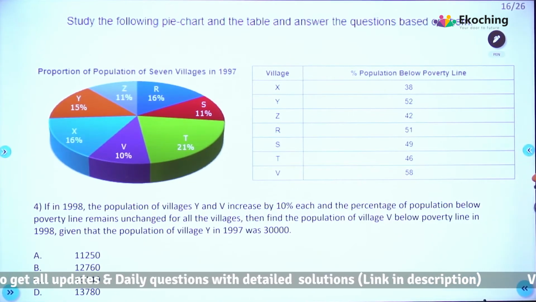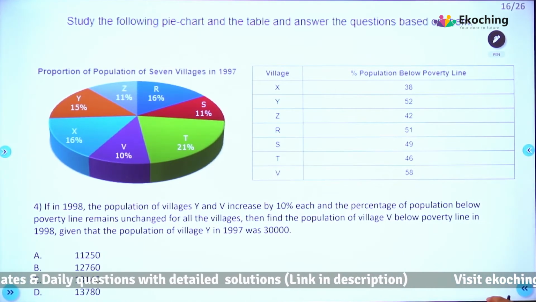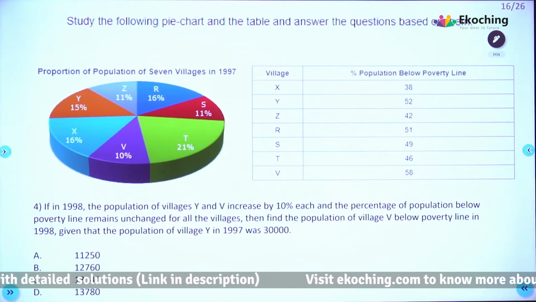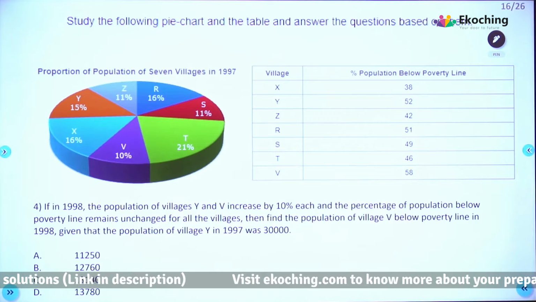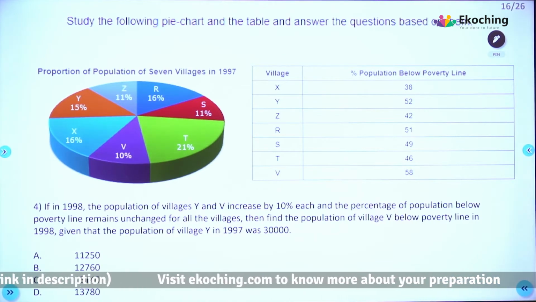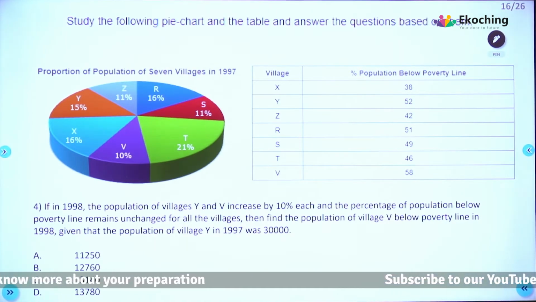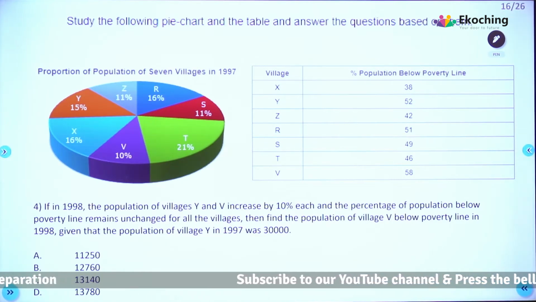Question 4. If in 1998 the population of village Y and V increased by 10% each and the percentage of population below poverty line remains unchanged for all the villages, then find the population of village B below poverty line in 1998, given that the population of village Y in 1997 was 30,000. I would say moderate to difficult. I am going to give you about 2.5 minutes. Pause the video for 2.5 minutes and come back to me when you have an answer in your hand.